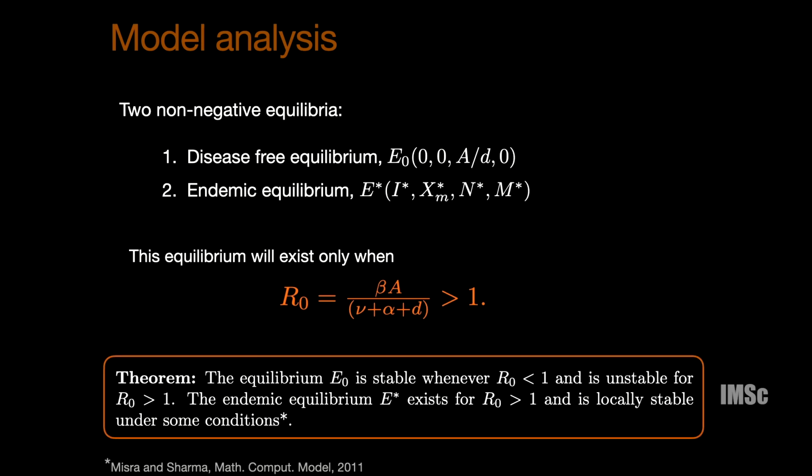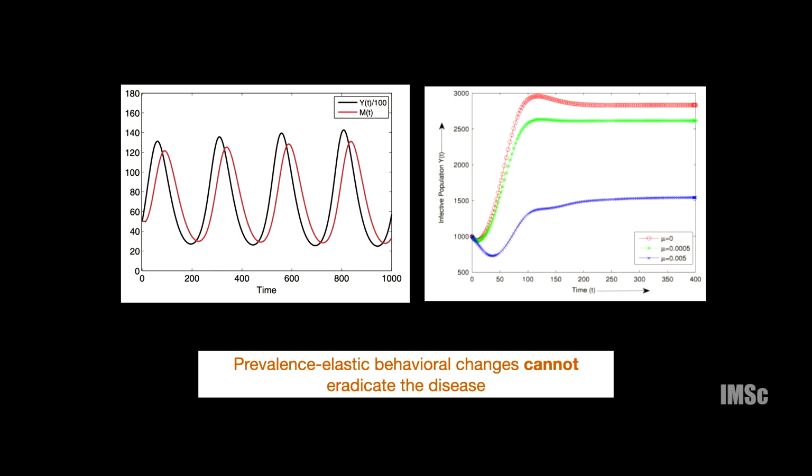As I said, it's a dynamic system, so we study the stability, the existence, and all those behaviors of the model system. I'm going to skip that. More from the public health point of view, a very important result was that we got these oscillations in I(t) and M(t).